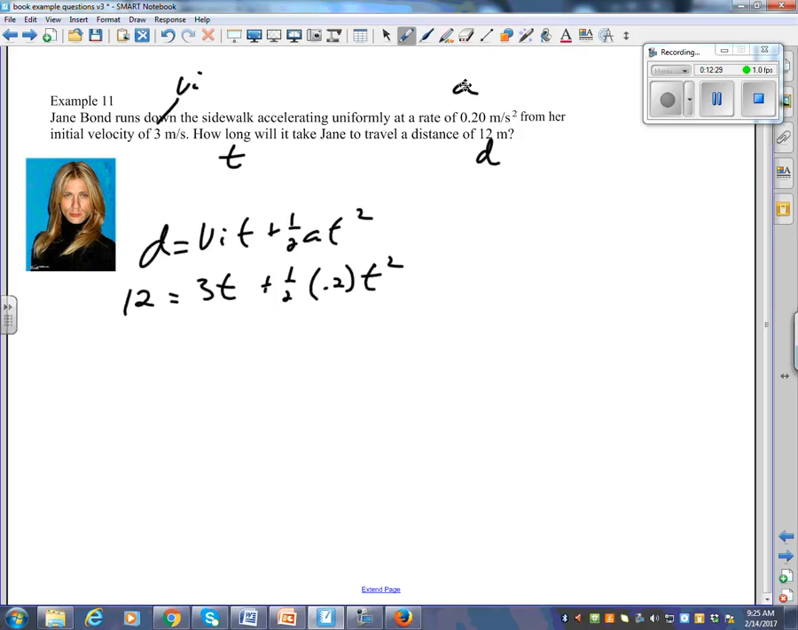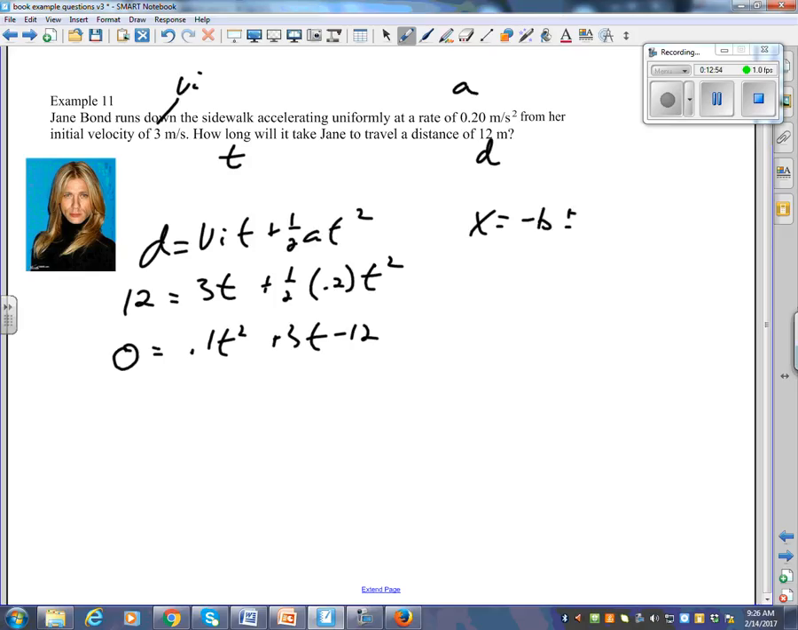Trouble? We got ourselves a quadratic here, don't we? How are we going to solve this? We're going to put everything on one side, set it equal to 0. We're going to have half of 0.2, which would be 0.1 t squared, plus 3t minus 12. And how are we going to solve that? Quadratic formula. Remember how much fun that is?